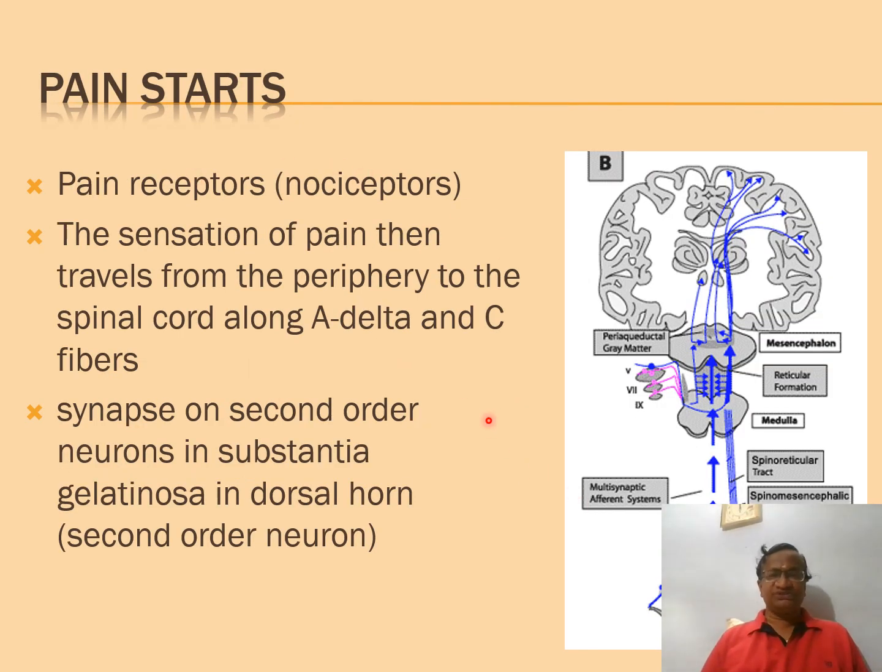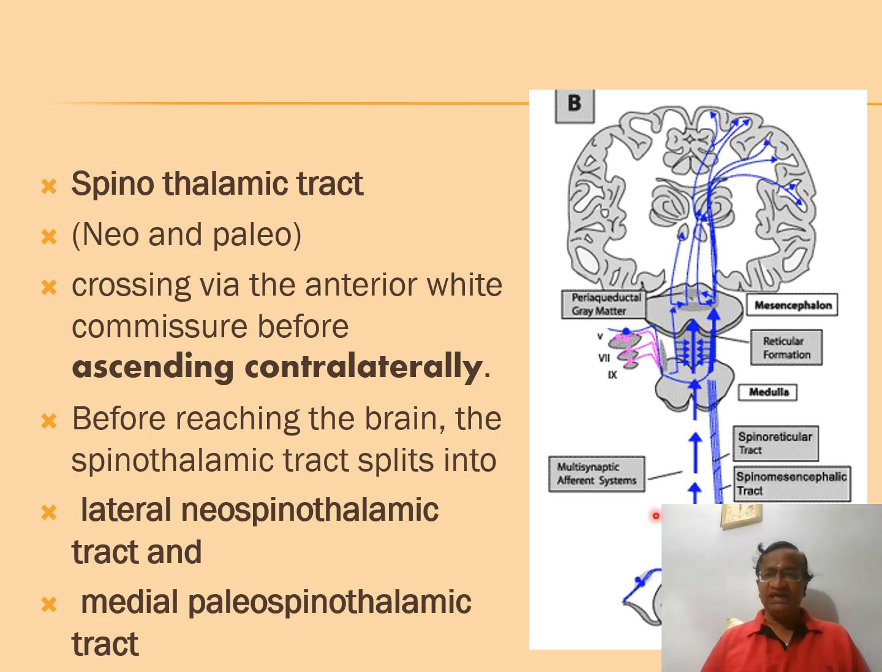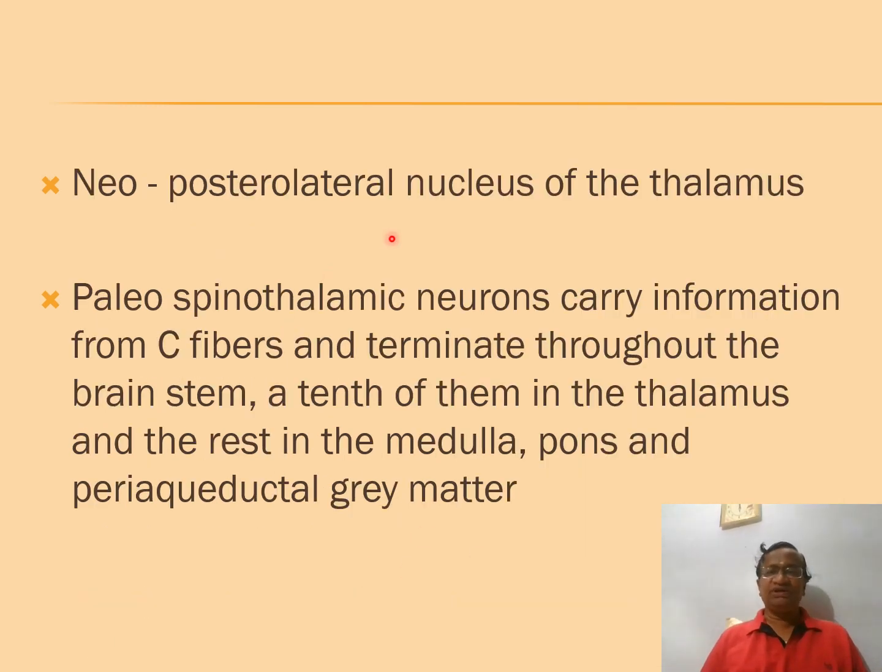So pain starts at the nociceptors here, and then it travels along the A delta and C fibers to the dorsal horn, and from there it synapses on the second order neurons of the substantia gelatinosa. From there it ascends contralaterally, to the other side, and it reaches the thalamus via the spinothalamic tract, and from there the thalamocortical projections. The posterolateral nucleus of the thalamus. Paleospinothalamic neurons are known as the C fibers, and neospinothalamic is more of A delta fibers.